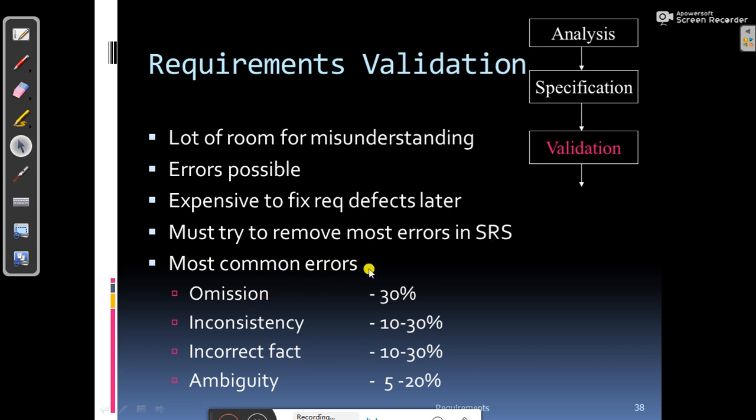The most common error is omission: you might delete or remove something, or sometimes you mistakenly do not put some information, and that can lead to errors. The most common errors are omission at about 30%, inconsistencies at 10 to 30%, incorrect facts at 10 to 30%, and ambiguity at 5 to 20%. These are the most common errors, but there might be other errors also.